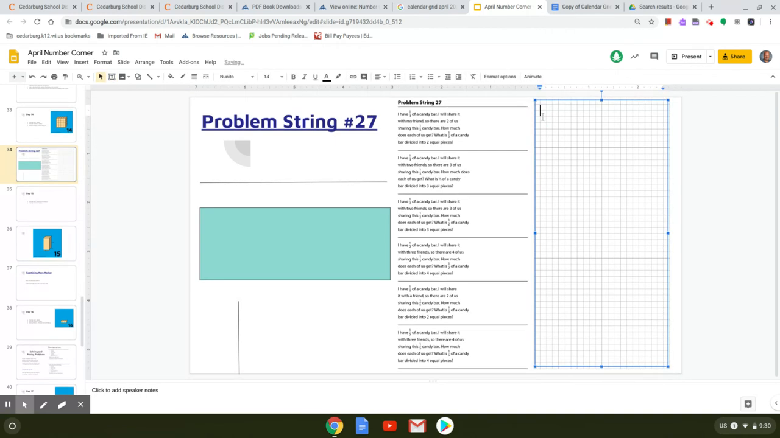So our first one says, I have 1/3 of a candy bar and I will share it with my friend. Well, that's really nice. That's not very much of a candy bar, but if you're going to share it with your friend, at least you're going to share it. So there's two of us sharing 1/3 of the candy bar. How much does each person get?